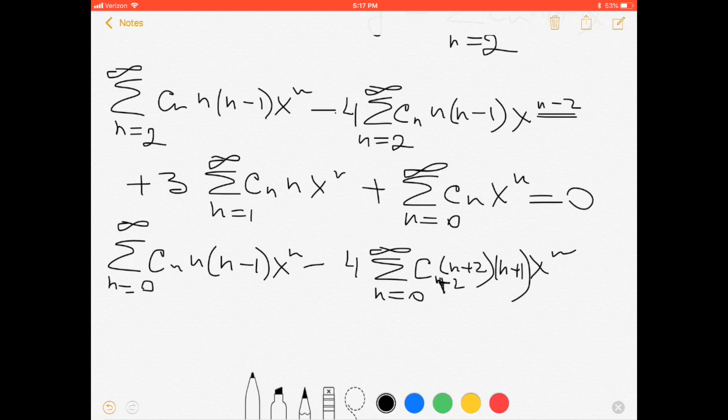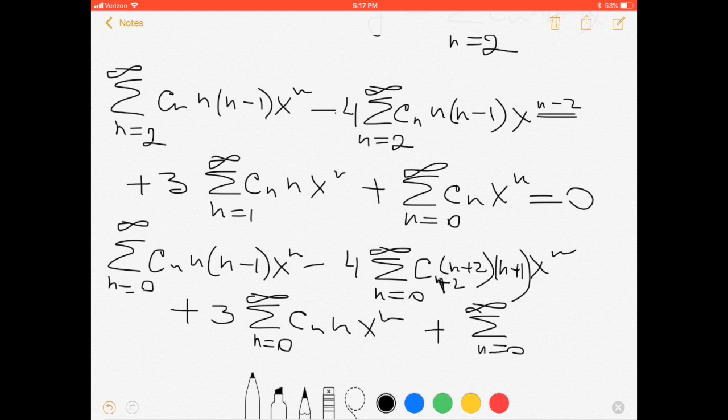Our third series needs n to start with 0. But if n is 0, you have a term that is exactly 0. So I only rewrite Cn n x to the n, nothing changes. And my last series is exactly how I need it, n starting with 0, Cn x to the power n, equals 0.